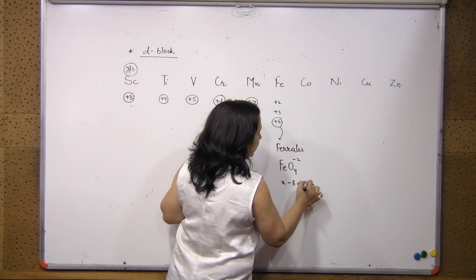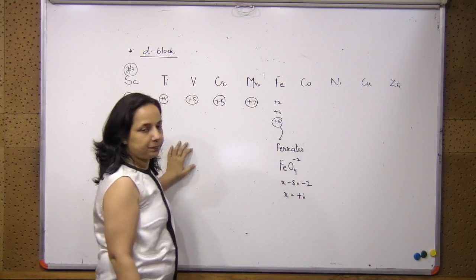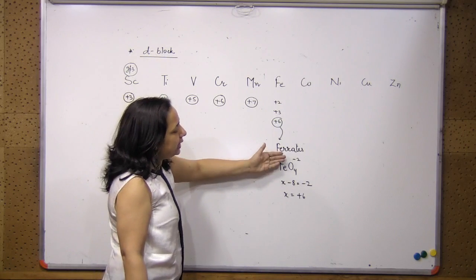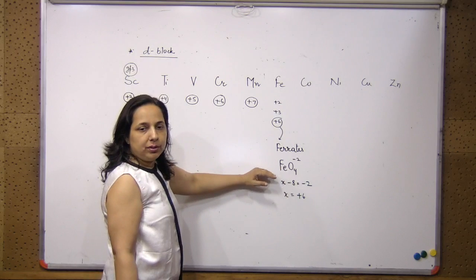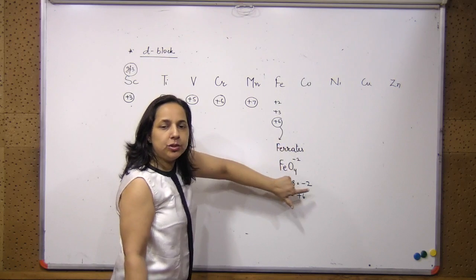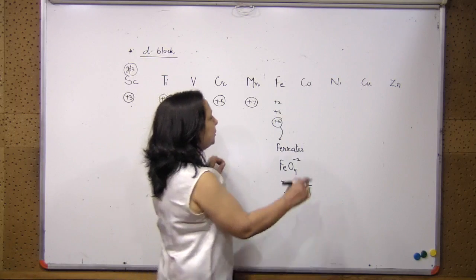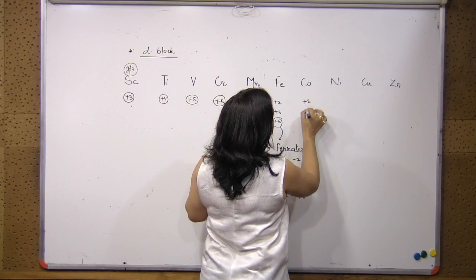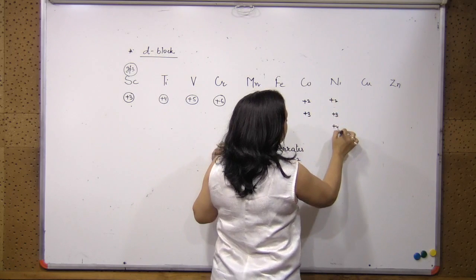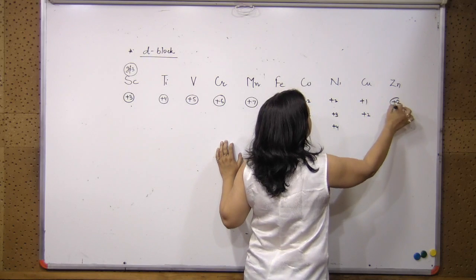x minus 8 is equal to -2. x comes out to be +6. Whenever there is a charge on that ion, the sum is written as equal to that charge. For example, if it is neutral, we write it is equal to 0. When there is a charge, we write it is equal to the charge. So x minus 8 is equal to -2, and x comes out to be +6. Cobalt +2, +3. Nickel +2, +3, +4. Copper only +1, +2. And zinc only +2.